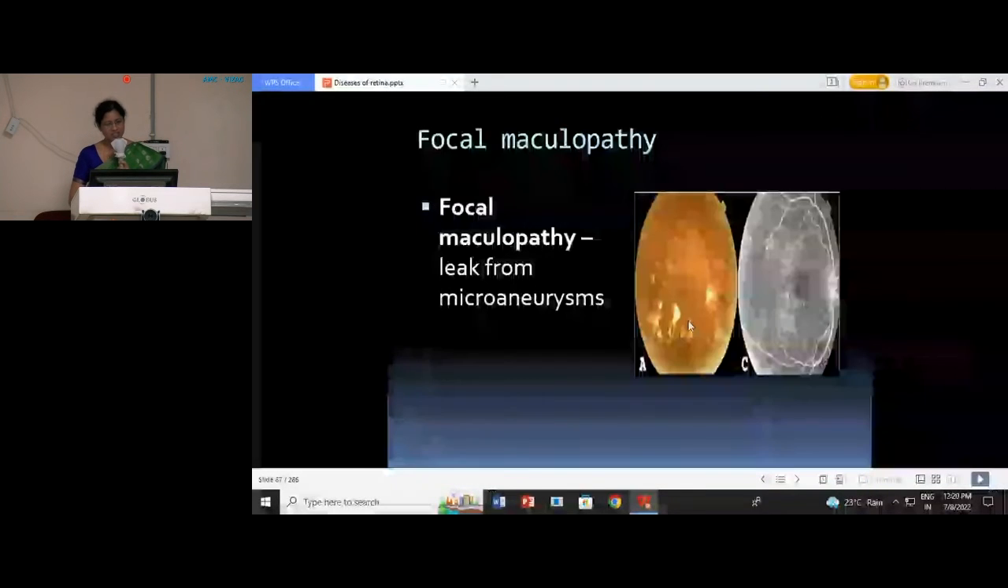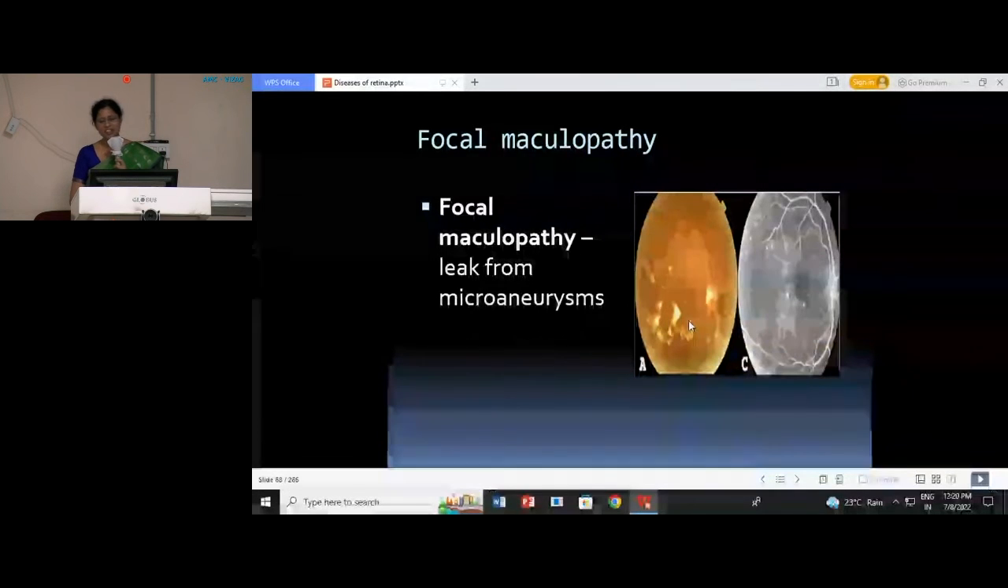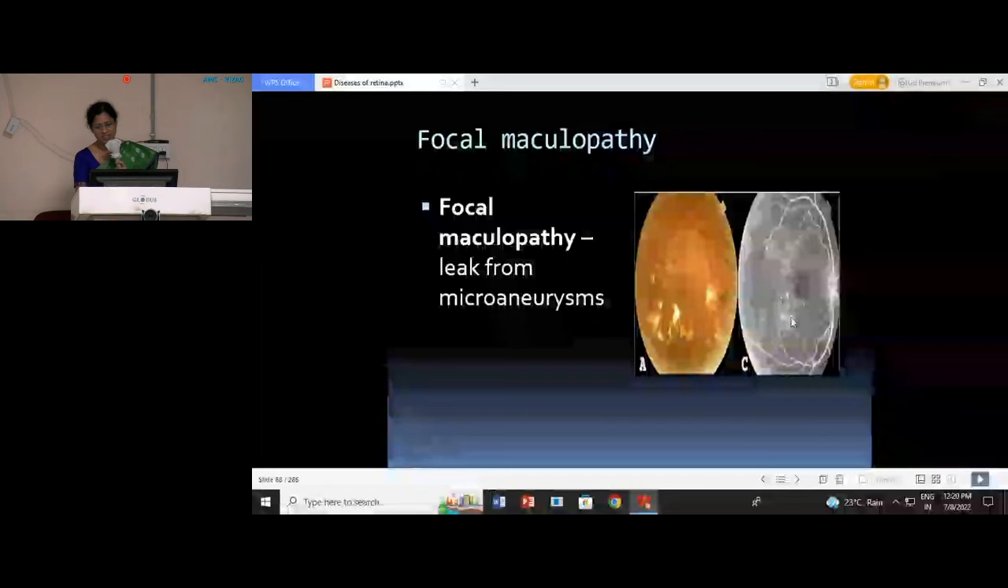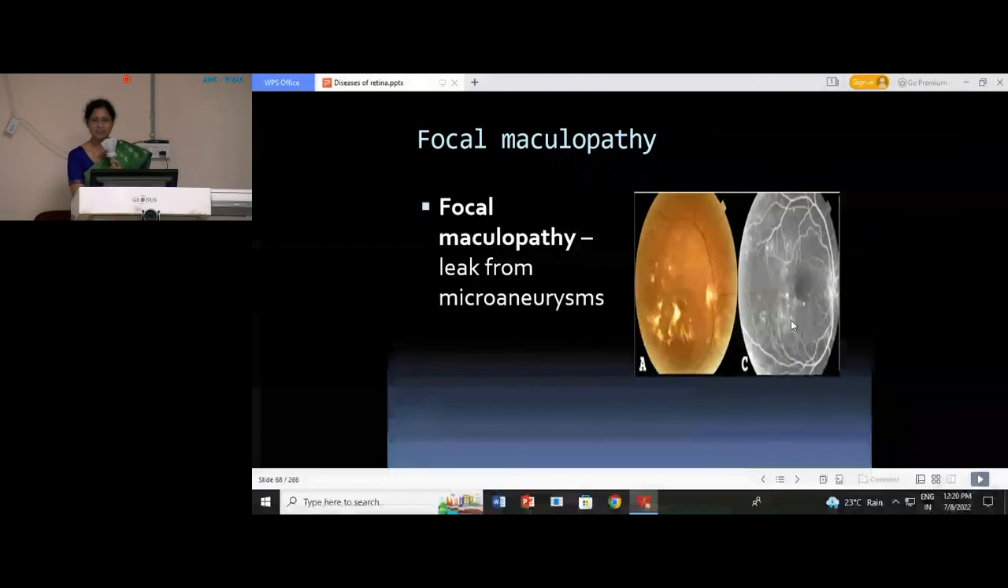So focal maculopathy is the leak from microaneurysms. There is a focal leak from microaneurysms. Are you able to see that there is a microaneurysm here and then here also? There is leak surrounding the microaneurysm. So that is focal maculopathy, due to leak from microaneurysms.